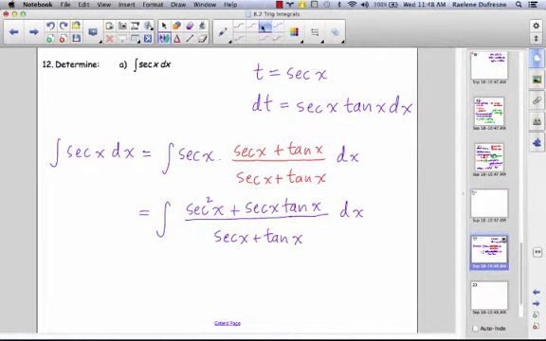So here we can see that we can let t equal the denominator, secant x plus tangent of x. dt then is going to equal secant x tangent x plus secant squared x, and that's all multiplied by dx. Or we can rearrange the terms and make the derivative secant squared x plus secant x tan x. Either way, the numerator is dt and the denominator is t.